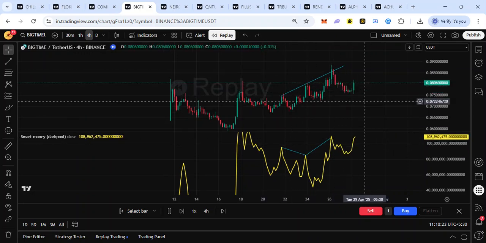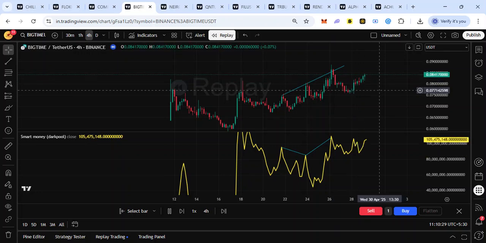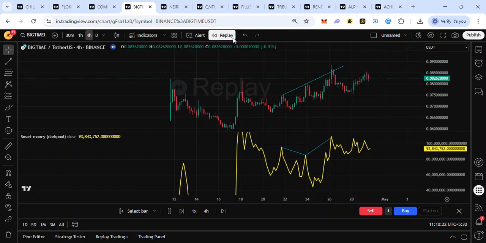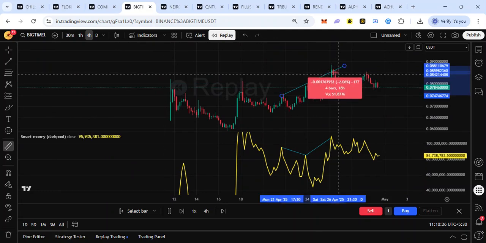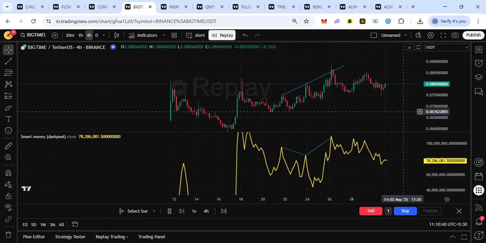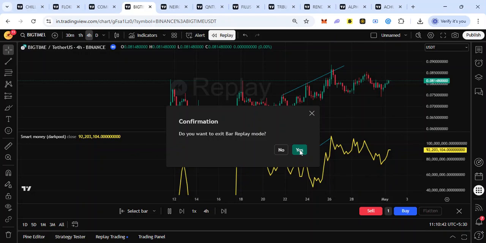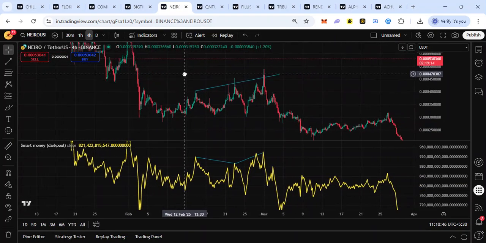Whatever replay happens in TradingView, that is the exact same thing that happened in the past. That is why TradingView has given the replay for this. So you can clearly see we could have easily had a dump of 10% here, and then it still goes on. Let me take you to another example here, NEAR USDT.